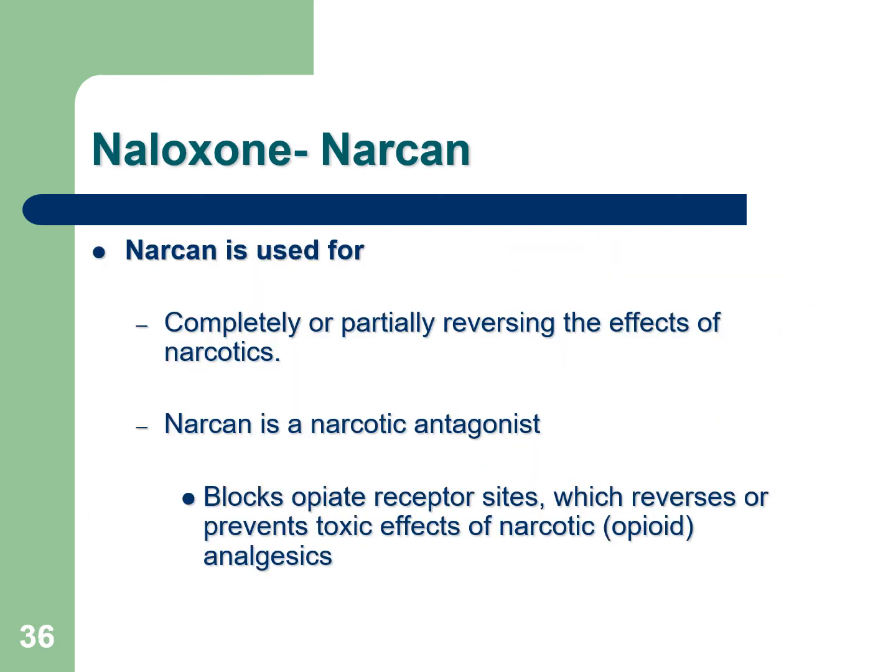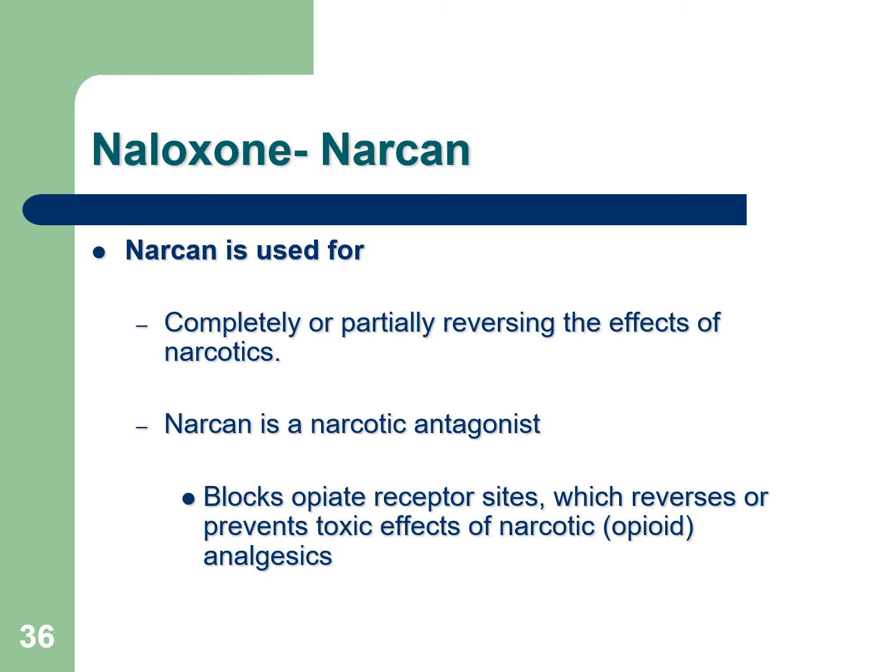A conversation of opioids would not be complete unless I mention Narcan. Narcan is used to completely or partially reverse the effects of narcotics. So if someone is overdosing on narcotics, this is the go-to drug. It is called a narcotic antagonist. It basically blocks the opioid receptor sites and reverses the toxic effects.